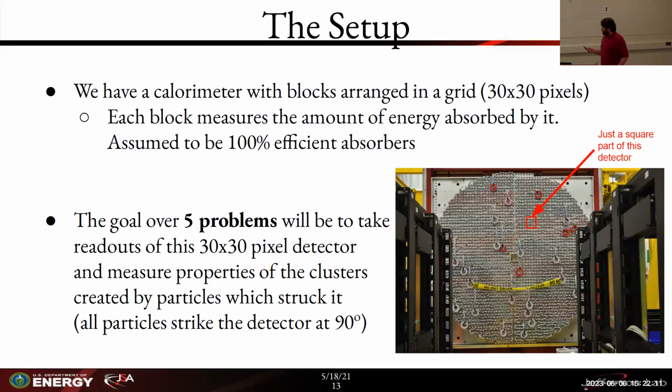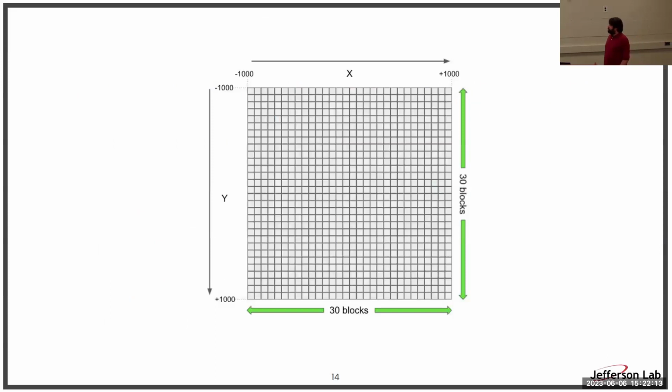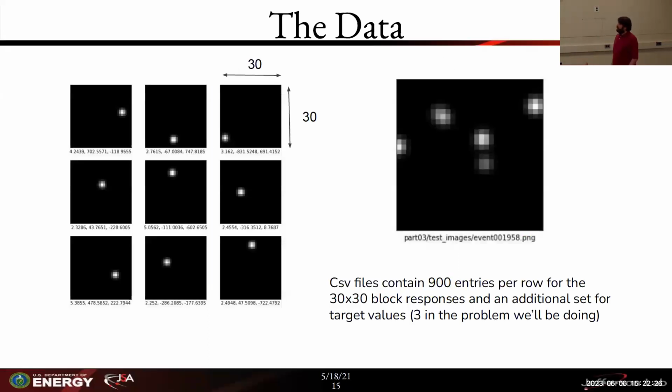So we have a 30 by 30 pixel detector, 30 blocks, 30 blocks. You can compute the size of each block. It's a square. Don't really need to know too much. This is our detector. And the data that's going to be given to you looks like this. Each one is 30 by 30 pixels.